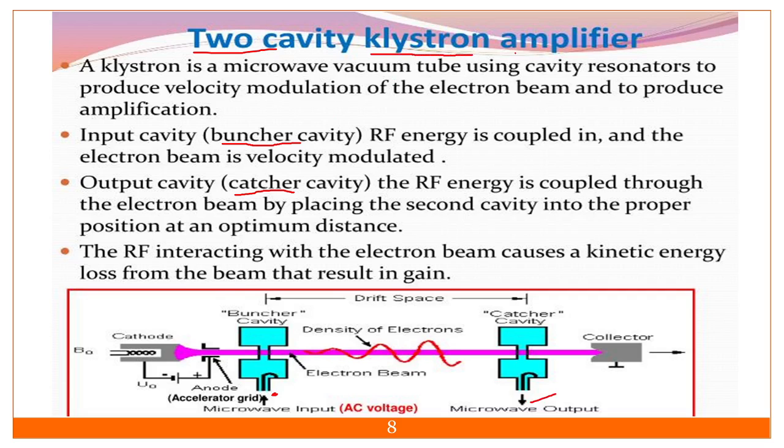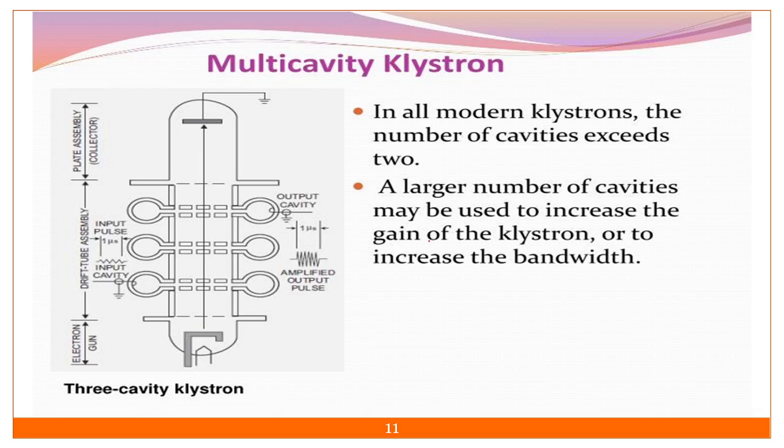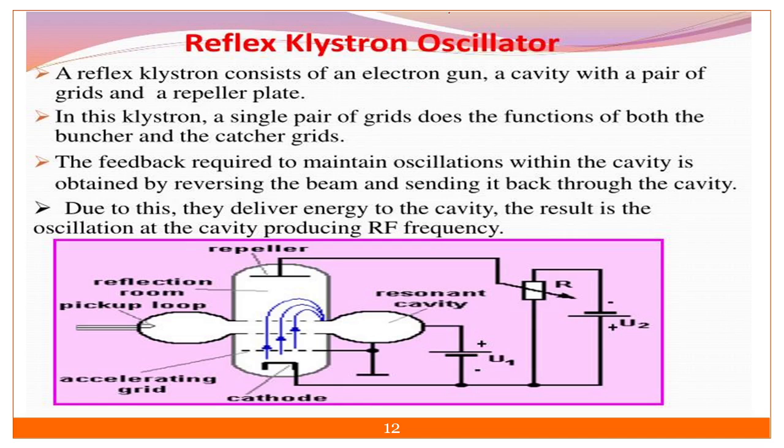One is the amplifier, and the second is the oscillator. The klystron amplifier has two cavities or multiple cavities. One cavity is called the buncher cavity, where we give the input. As far as an amplifier is concerned, we require an input. For oscillators, this is the oscillator structure, the reflex oscillator. Here you don't require any kind of input.